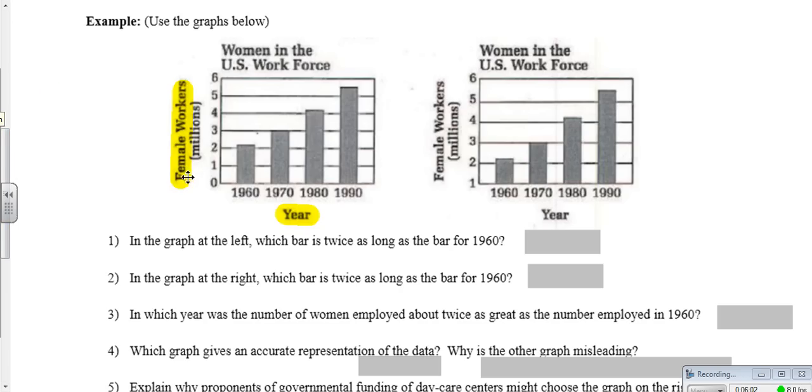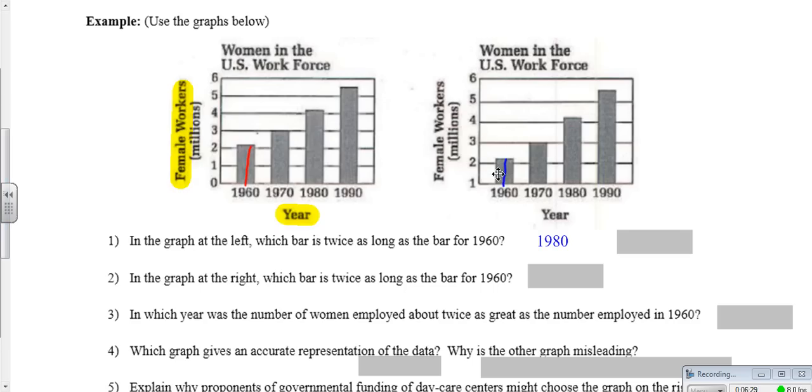In the graph at the left, which bar is twice as long as the bar of 1960? Here's 1960. Which bar is twice as big as that? 1980. That looks about right. Twice as big? Pretty good. In the graph at the right, which bar is twice as long as 1960?